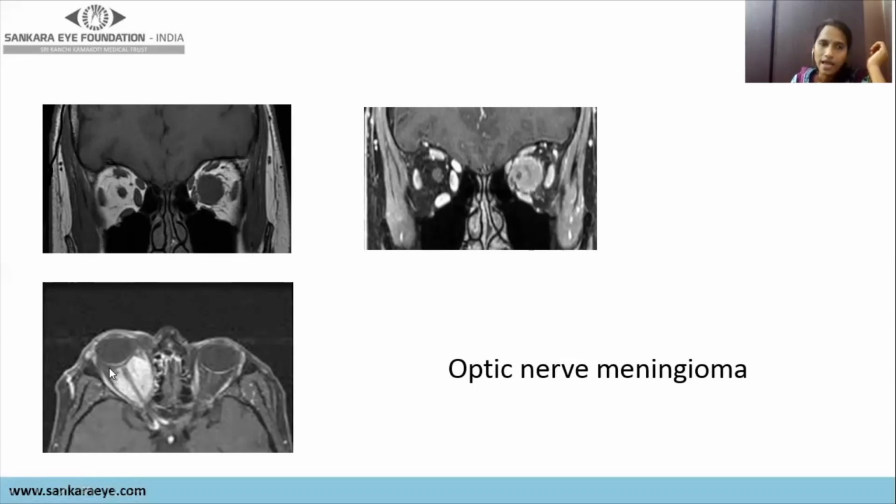So this is an axial scan, MRI scan, axial section, contrast. The extraocular muscle is taking the contrast. Contrast, fat suppressed, showing a contrast enhancing lesion in the intraconal space surrounding the optic nerve in the right orbit, which is more likely to be a meningioma. And this is a typical railroad or tram track sign.